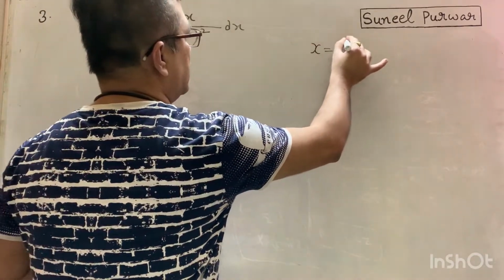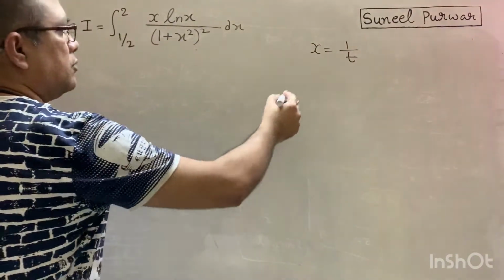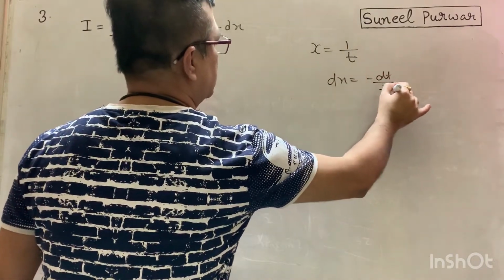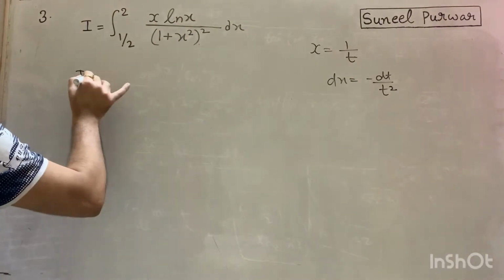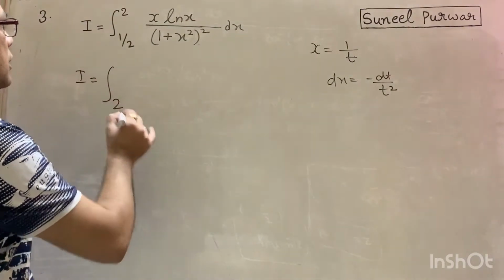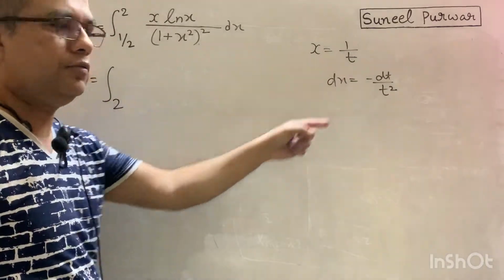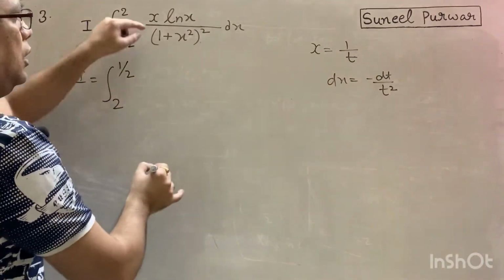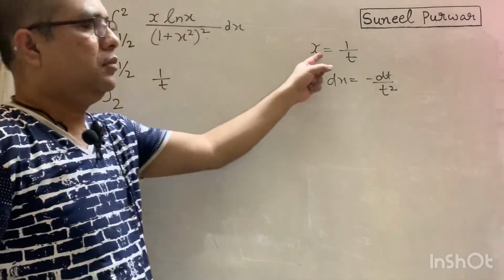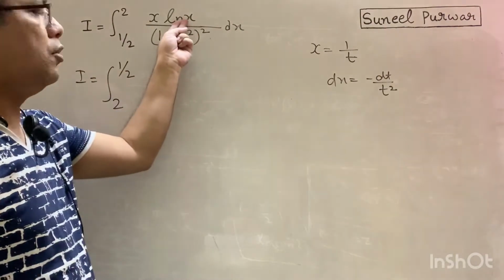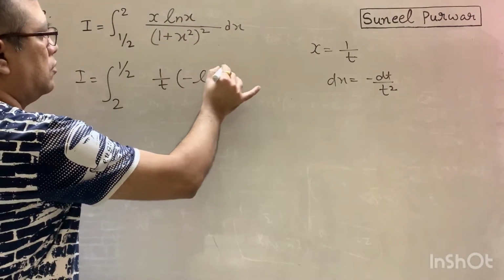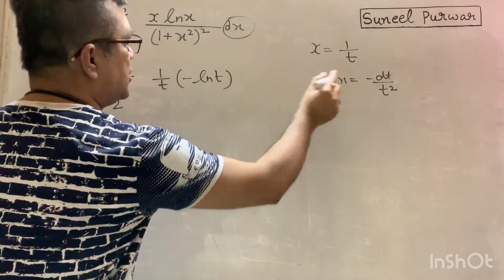x is equal to 1 by t. So dx will become minus of dt by t square, and don't forget to change the limits. So when x is 1 by 2, t value will be 2, and for x equal to 2, t value is 1 by 2. And x will become 1 by t, so ln of 1 by t is nothing but minus ln t. Replace dx as minus dt by t square.